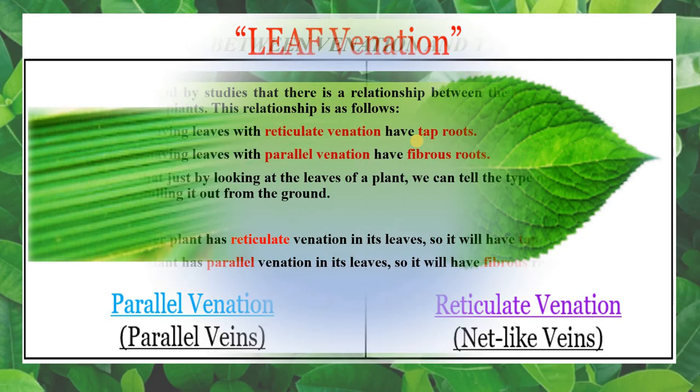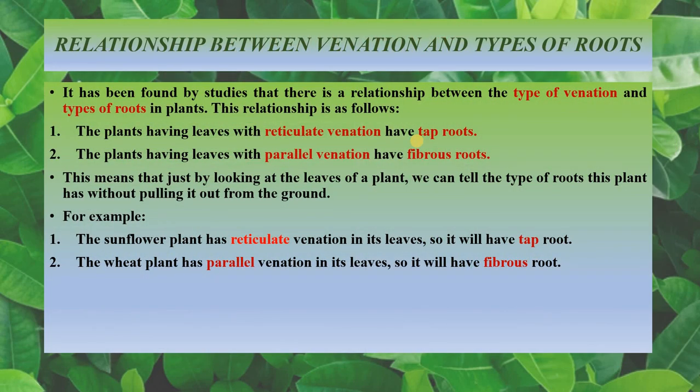All right. Now, there is a relationship between the venation and types of root. What is that? It has been found by studies that there is a relationship between the types of venation and the types of root in plants. What is that relation? Plants having leaves with reticulate venation have a taproot, and plants having leaves with parallel venation have a fibrous root. That means if you want to know whether the plant has a taproot or fibrous root, you don't have to uproot the plant from the soil.